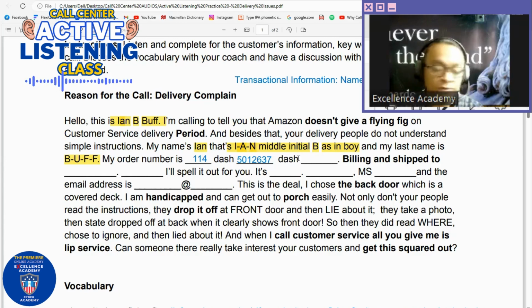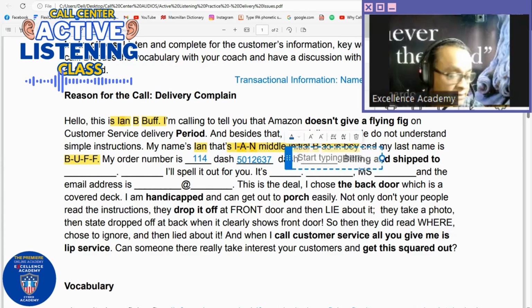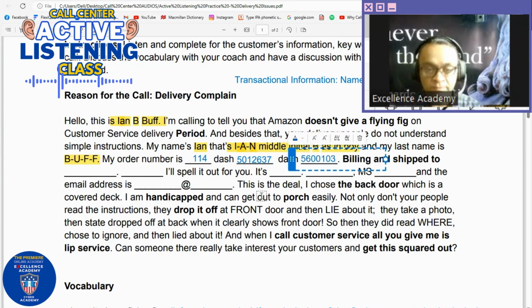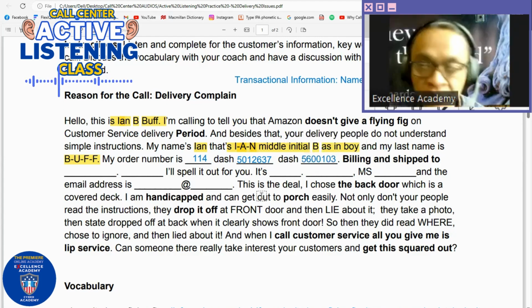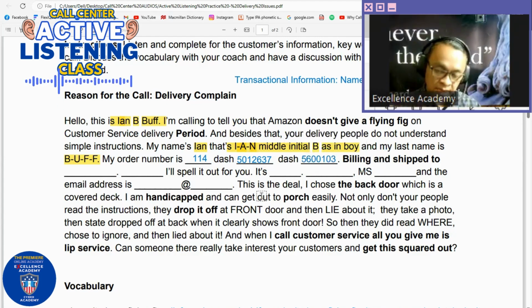Thank you very much, sir. So just to confirm, your order number is 6500103. Thank you, sir, for confirming your order number. Okay. So for the transactional information, don't worry. Just ask the customer, Mr. Customer, my apologies. Can I get that again? Just to verify, right? So that shouldn't be a big deal.